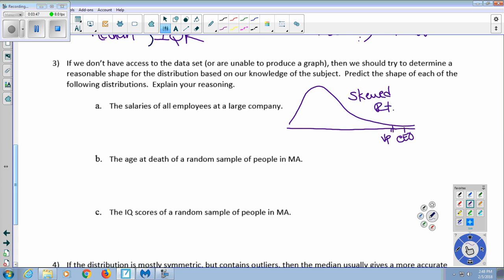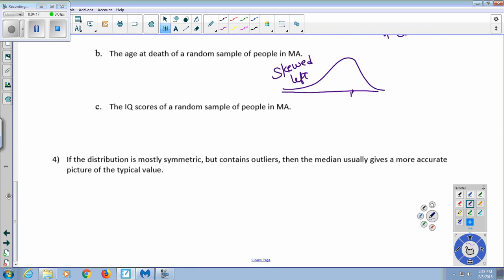The age of death of a random sample of people in Massachusetts. So if we took a random sample of people in Massachusetts, we'd probably expect most of them to be older with a few younger people. So again, this would likely be a skewed distribution, but this time skewed left. IQ scores across a random sample of people. So those would likely be symmetric and unimodal.